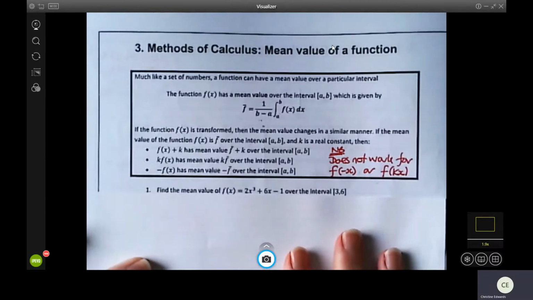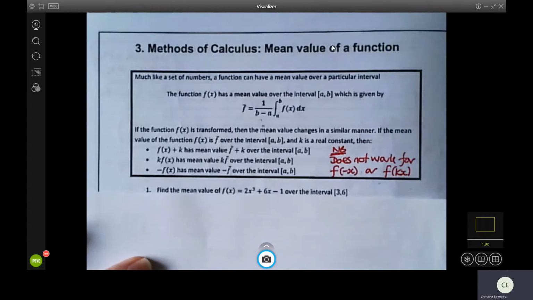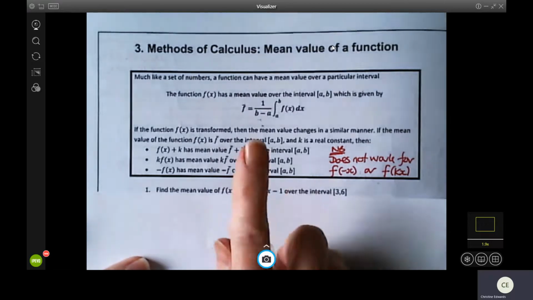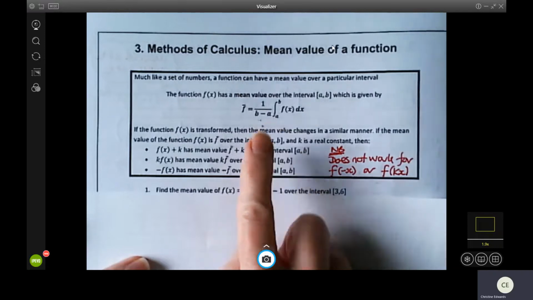So this video introduces the idea of the mean value. You're obviously familiar with working out the mean value of a set of numbers, and the principle of adding them all up and dividing by how many there are applies to functions as well. So in terms of the working that we're going to do for questions, we're going to be using this formula here, which you will need to learn and understand where it has come from.